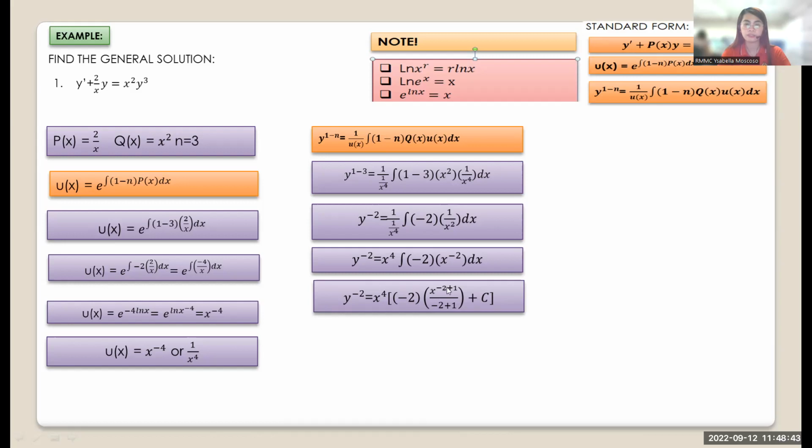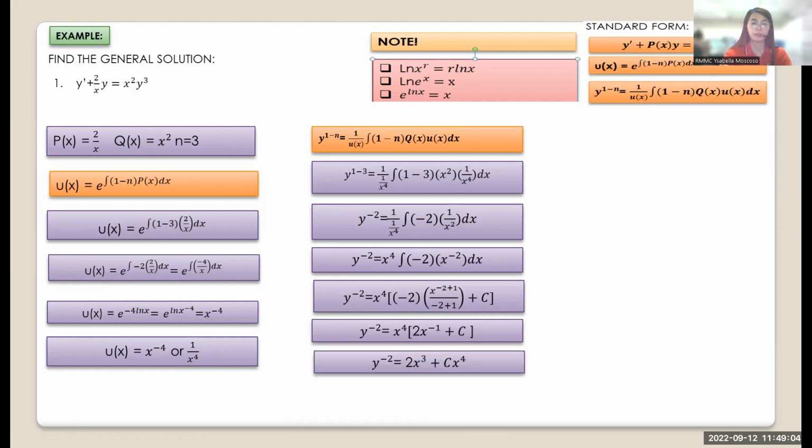So, that would be equal to y raised to negative 2, x raised to 4, negative 2, and the antiderivative, that is x raised to negative 2 plus 1, divided by negative 2 plus 1 plus c, since we did integrate. So, simplifying, you will be having y raised to negative 2 is equals to x raised to 4, quantity 2x raised to negative 1 plus c. But I cannot accept that answer because I believe that this equation can be more simplified pa. Okay, so distributing the x raised to 4 inside the quantity, therefore you will be having y raised to negative 2 is equals to 2x cubed plus cx raised to 4.